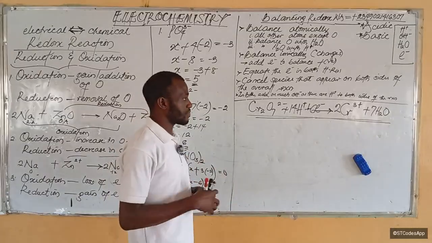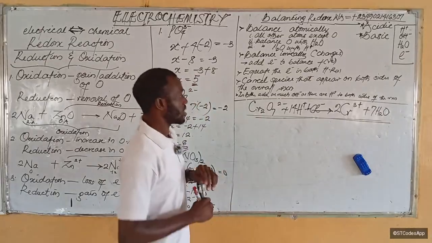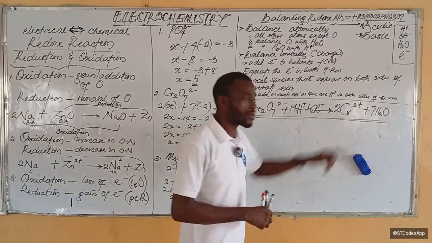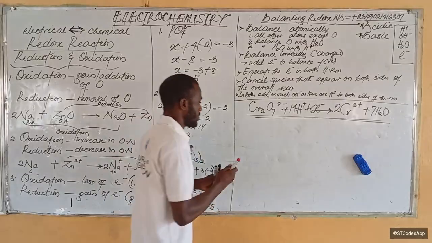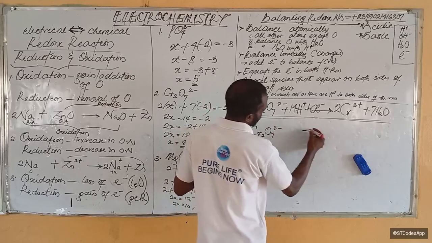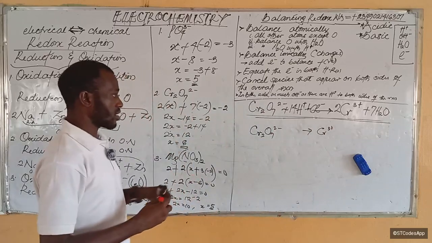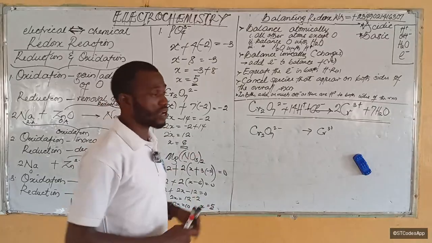Now, listen to me. Here's one thing you must notice. Remember that the reaction started with just Cr2O7 and Cr3+. If I had asked you to tell me, predict whether it is oxidation or reduction, how would you predict? Is this an oxidation reaction or a reduction reaction?